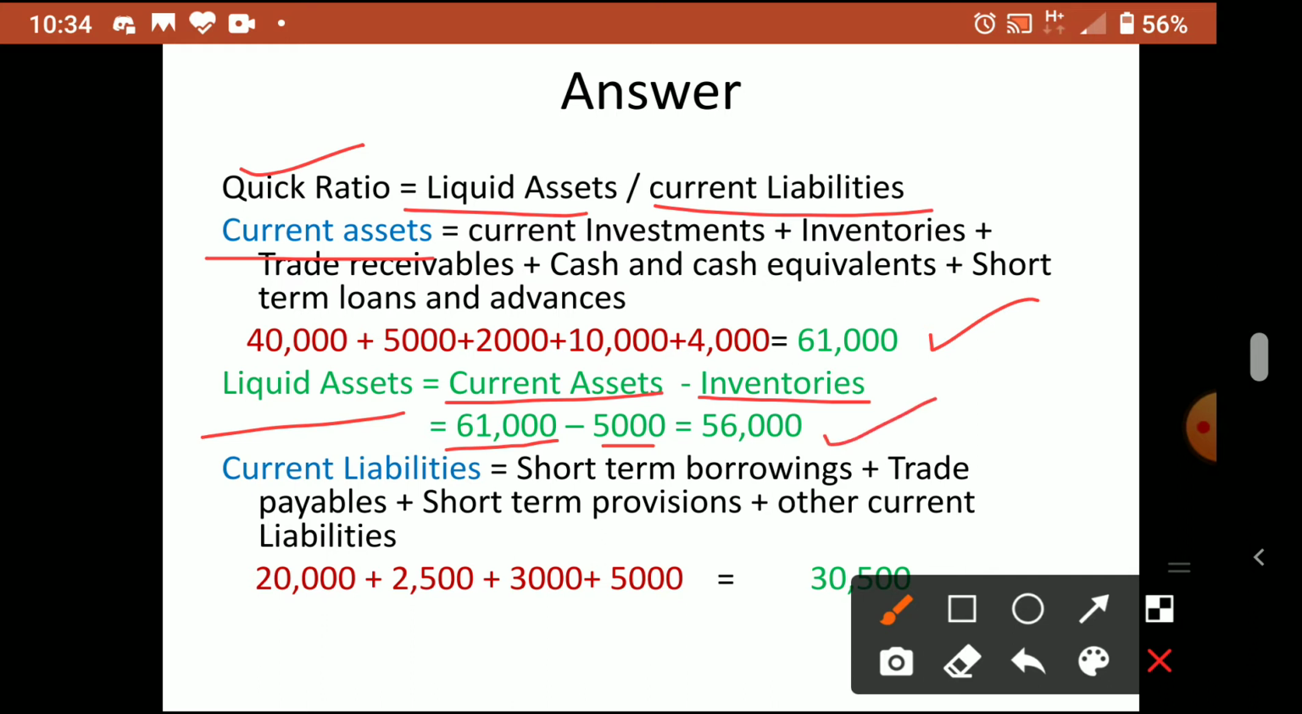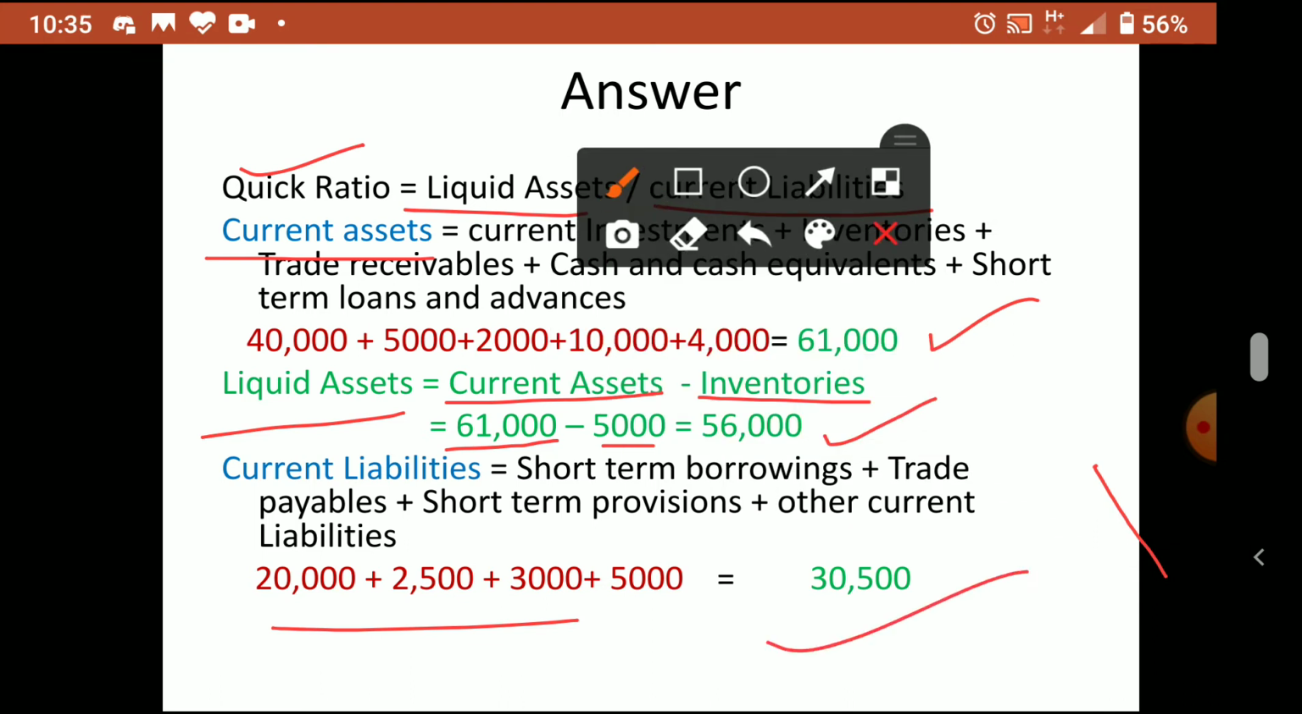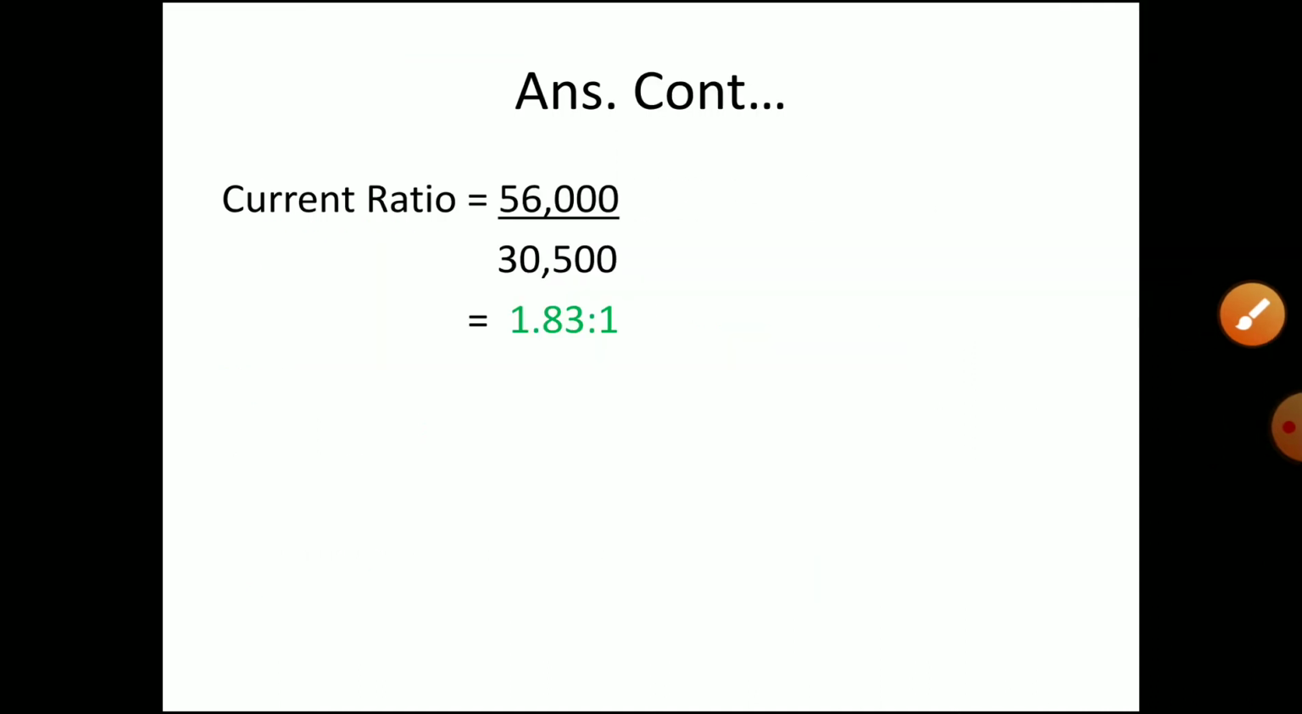Okay. Now current liabilities we already calculated. All those items you can add, no change in that, nothing to remove. So that total will be 30,500. So current liabilities this, liquid assets this. Now we can calculate quick ratio, liquid assets divided by current liabilities. We can apply in the equation.